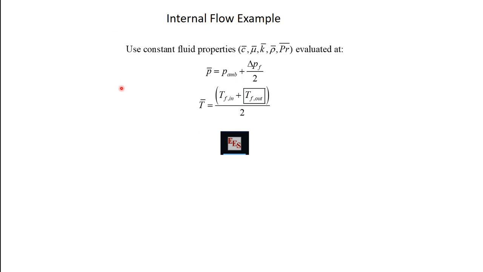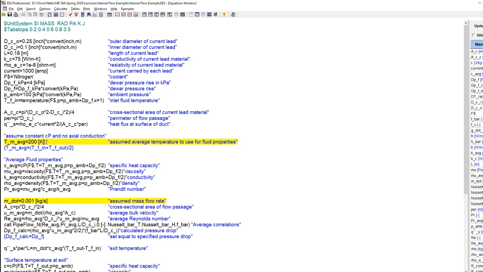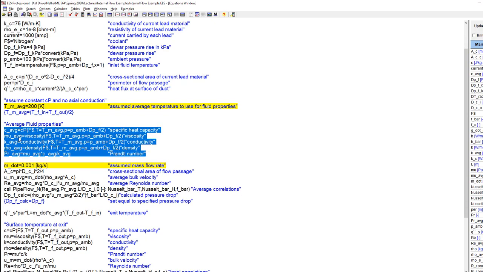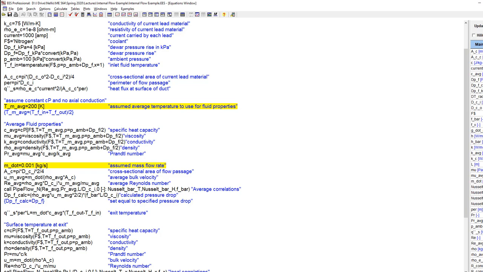So let's look at this. If I go to my EES file, what did I do here? I assumed that the average temperature was 200 Kelvin. You can see later on I'm going to put this equation in once I know the outlet temperature and get rid of this equation. But for now, let's assume the average temperature is 300 Kelvin, and then we'll just calculate all of these fluid properties. So this is C, and viscosity and conductivity and density and the Prandtl number. Okay, so that's where I'm at.